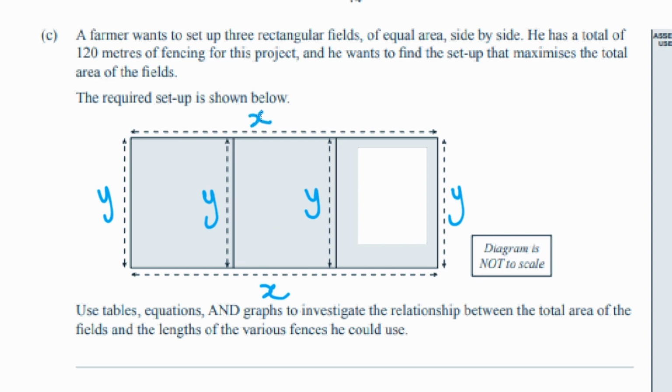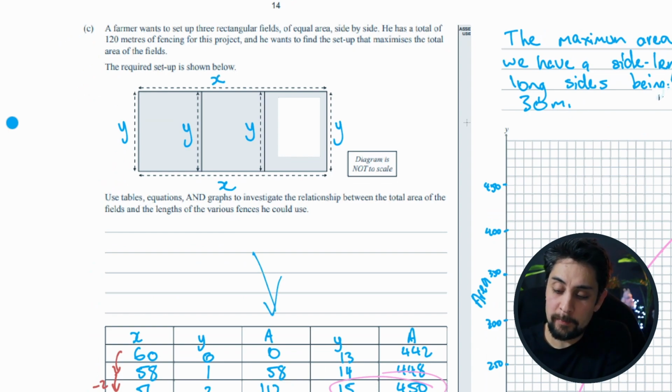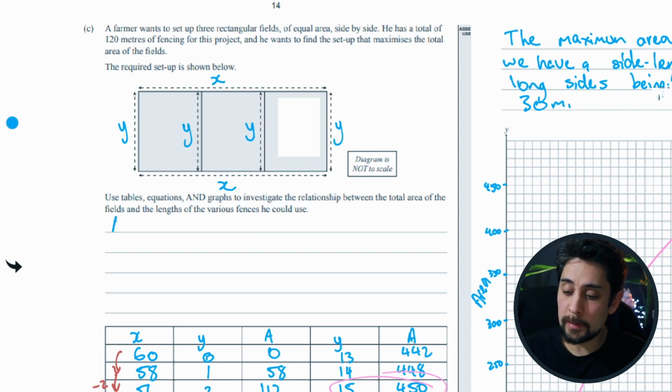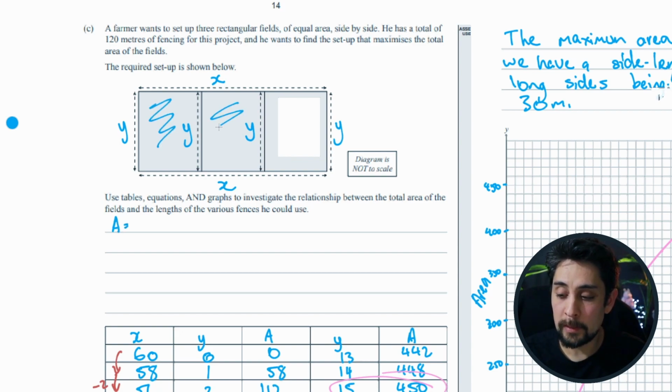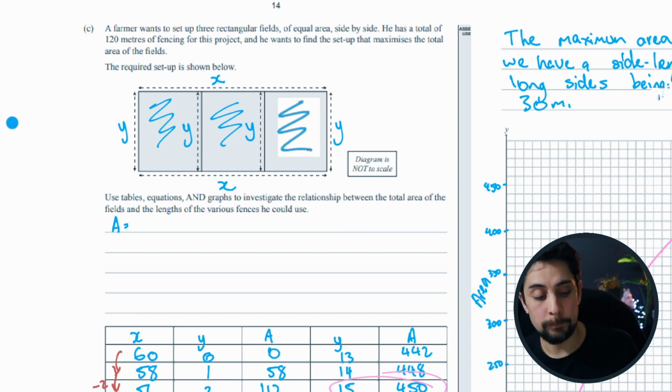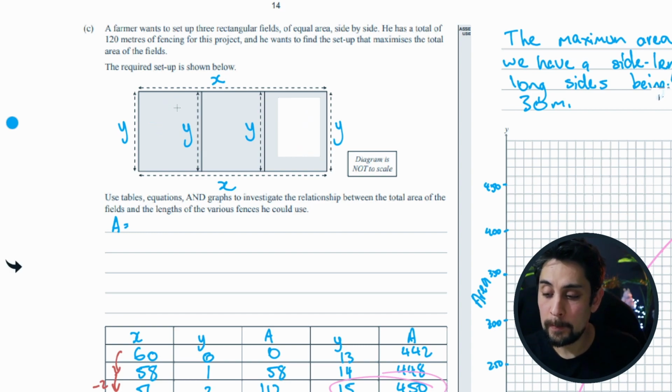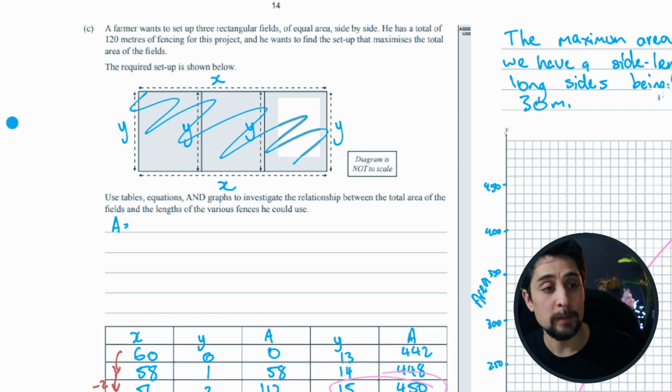Use tables, equations, and graphs to investigate the relationship between the total area of the fields and the lengths of the various fences he could use. Now you see that I've got some stuff down there. I'll talk about that in a second. So let's say that we have an area. Now the area is the area of this plus the area of this plus the area of this. So that would be x times y. This entire length multiplied by the height is x times y.